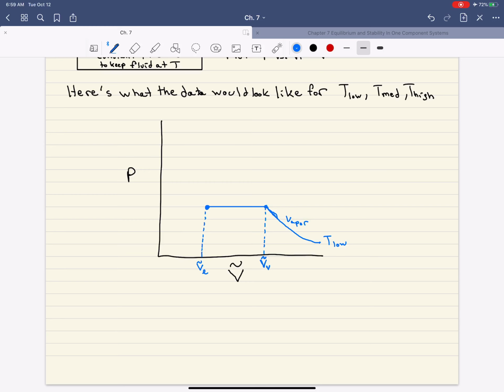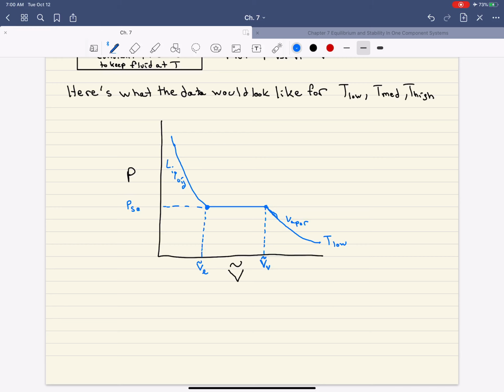Okay? And then as we increase the pressure further, we would start to see the volume decrease again in a continuous manner. And so at this point, what we would have is the liquid. Okay? Alright, and so this is what the data would look like if we measured it. And the reason we see this sort of discontinuous change, or the pressure that corresponds to that discontinuous change, would be our vapor pressure, or our saturation pressure.